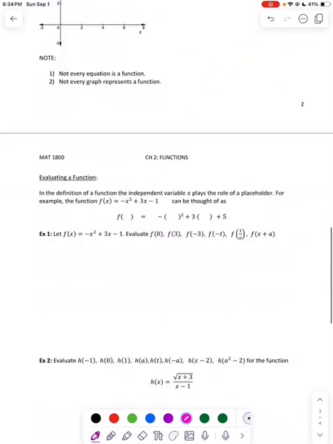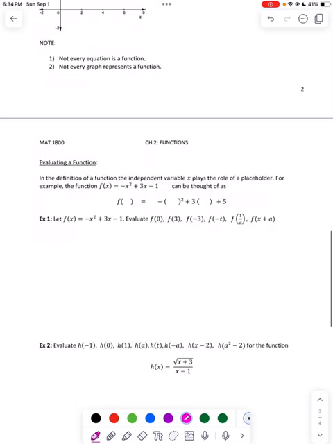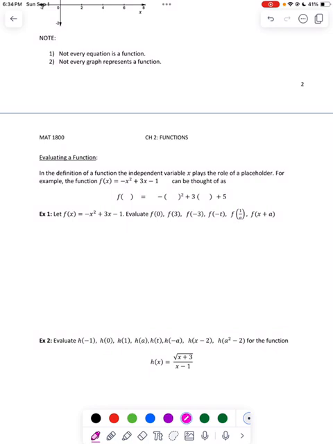Okay, then, so how do we evaluate a function? So how do we find the values of the function? So in the definition of a function, the independent variable x plays the role of a placeholder. So for example, the function f of x is equal to negative x squared plus 3x minus 1 can be thought of as f of something is equal to negative of something squared plus 3 into something minus 1. So wherever there are parentheses, there is some value to go in there. So if you notice, we have the parentheses wherever we had x.